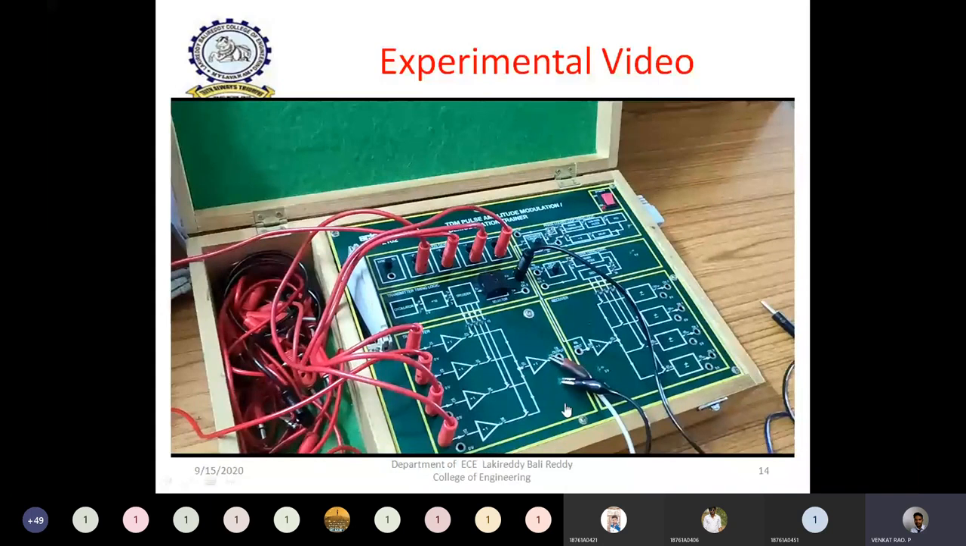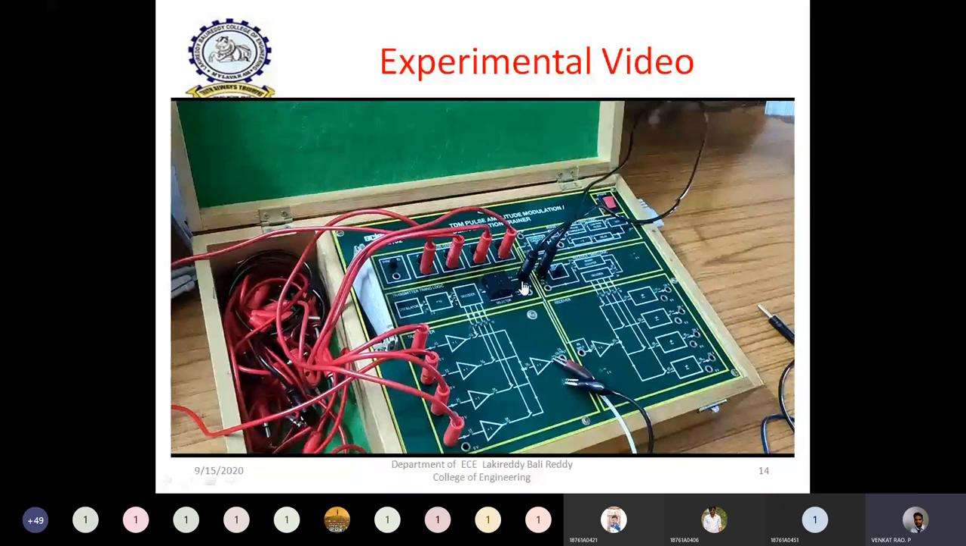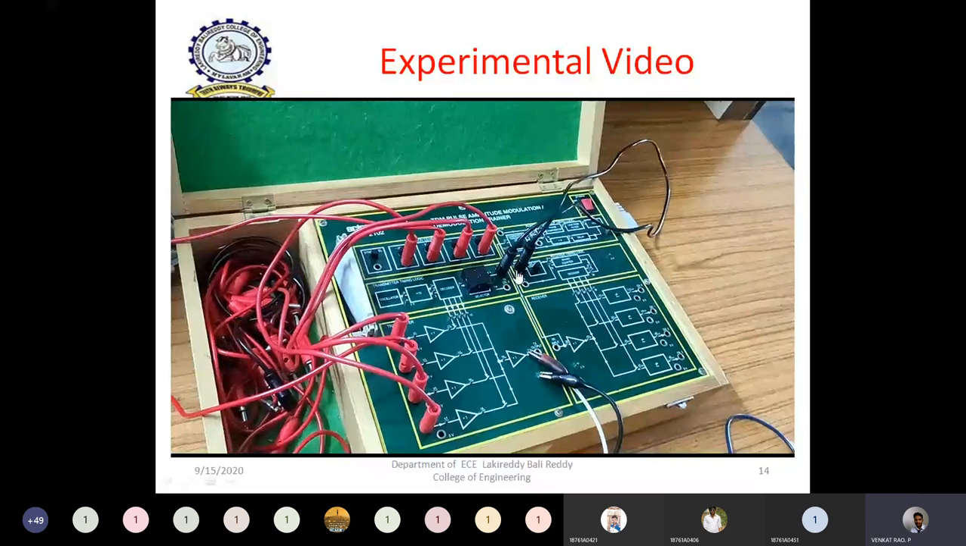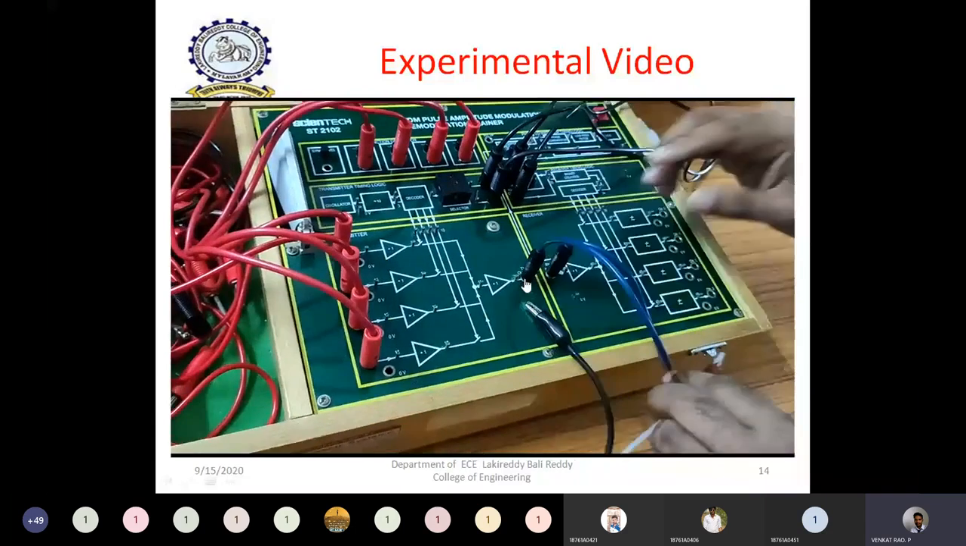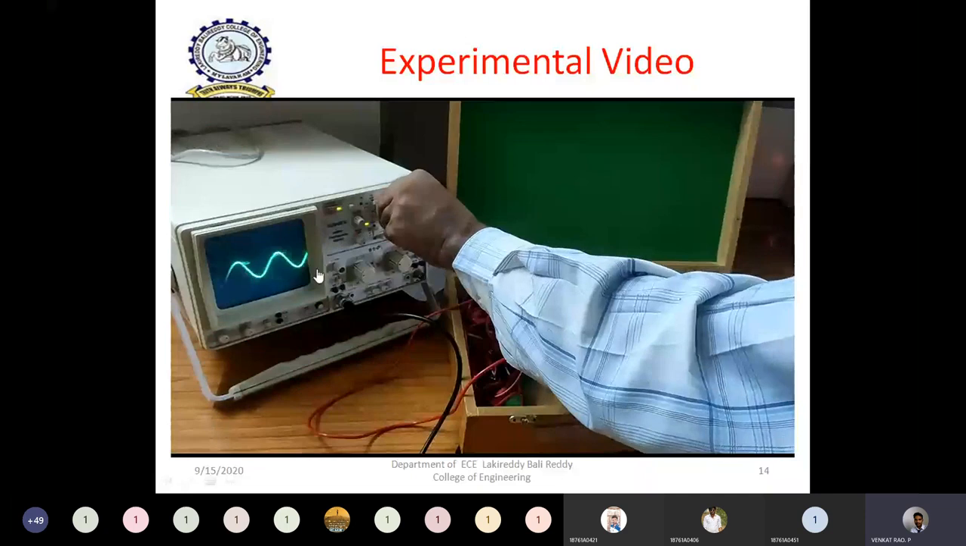Whenever you want to observe the demultiplexing process, what is the first requirement? You must have the same clock for both transmitter and receiver. That's why these 2 pins are connected with the same wires. Both these clocks are connected from transmitter to receiver because we need the same clock for both transmitter and receiver. Then only it will work. Now the output TDM is connected to the demultiplexer. Now we are observing the demultiplexer waveform here.